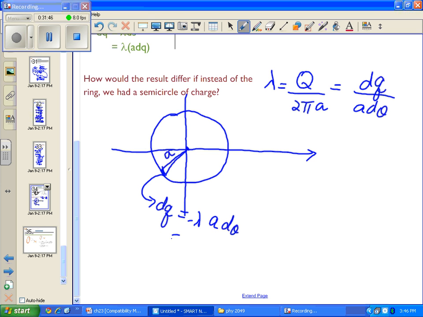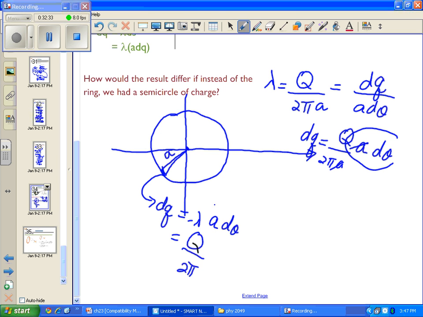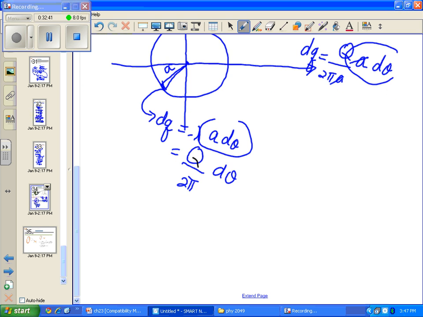Well, that means that we can now write lambda dq as equal to big Q over 2 pi a times a d theta. And these a's cancel out. So here, dq can be written as simply big Q over 2 pi d theta. Of course, the a d theta got canceled out because there was an a here that would cancel, this a canceled that a, and this is the same d theta as we've seen here. And so the whole thing just works out to be d theta right here. So dq is given by this value right here.